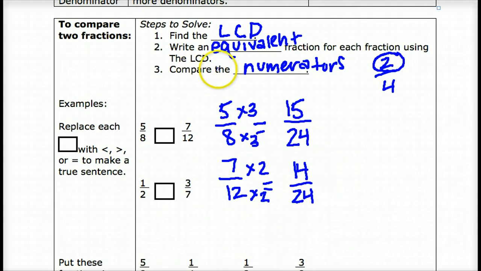Then, as our steps to solve say, we are going to compare their numerators. So we look at our 15 and we look at our 14. Of those two numbers, we see that the 15 is biggest. So we know that 5/8 is greater than 7/12. Now, I want you to give 1/2 and 3/7 a try, and then we'll check it together.